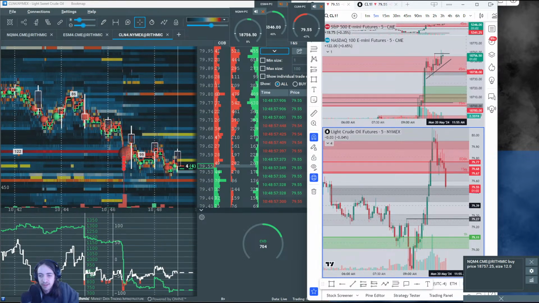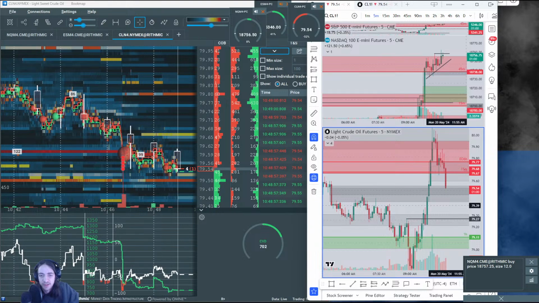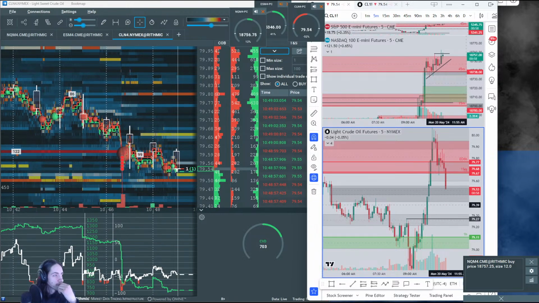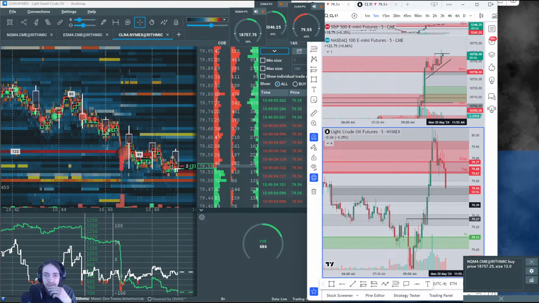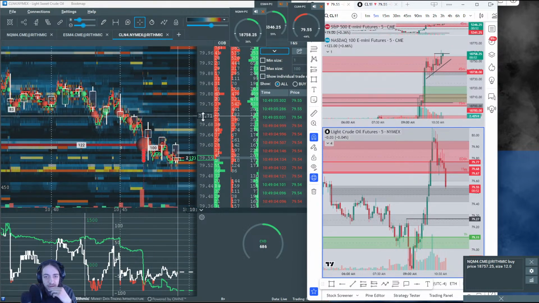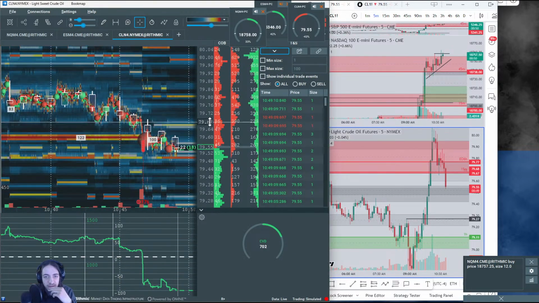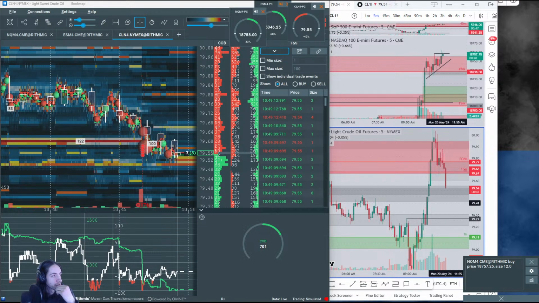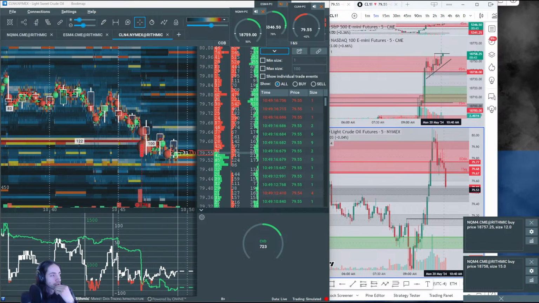Good bears right here, guys. Would love to see a continuation. Where are we at on the book map? Not many levels to the downside to target on crude, so I'm probably going to look to exit these shorts.